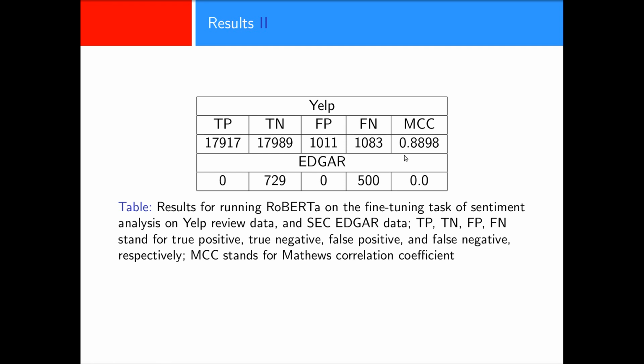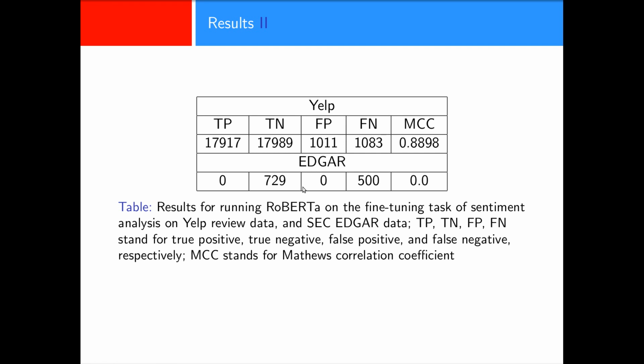The max value for the Matthews correlation coefficient is 1, and Roberta gets 0.88 on that. So I think not too terrible results there. And you can just see, relatively, the true negatives and true positives are about an order of magnitude greater than the false positives and the false negatives. However, on the SEC data, we see that Roberta does not do very well.